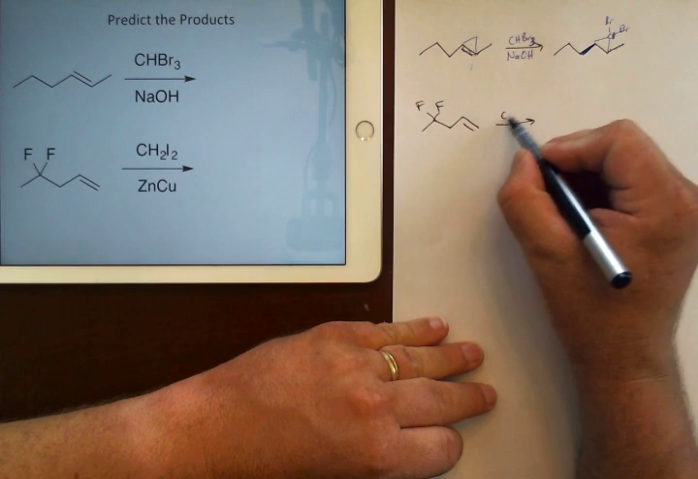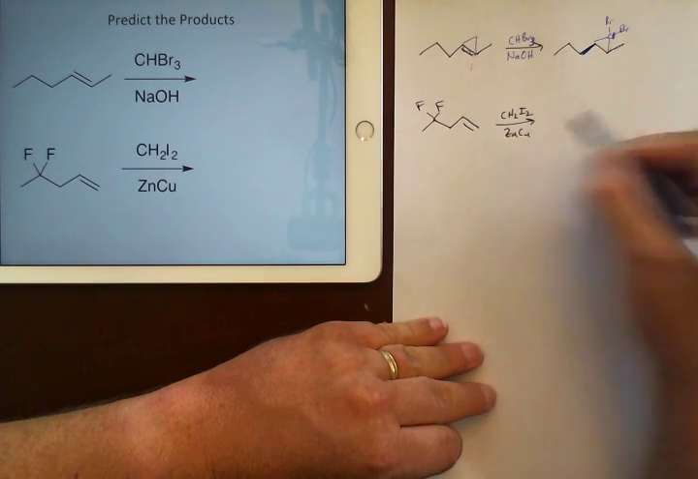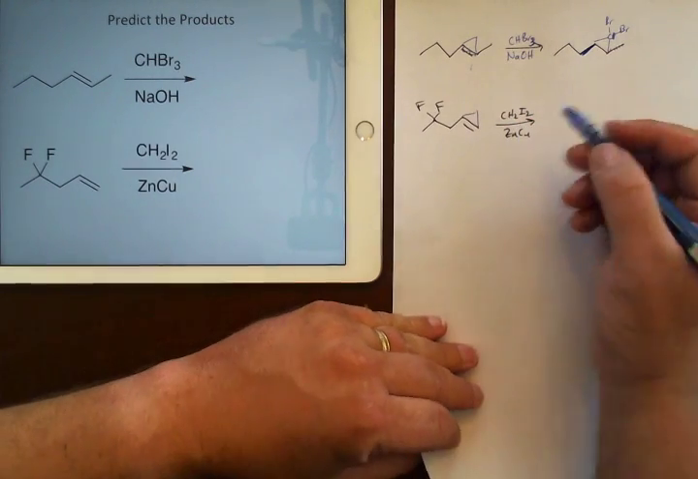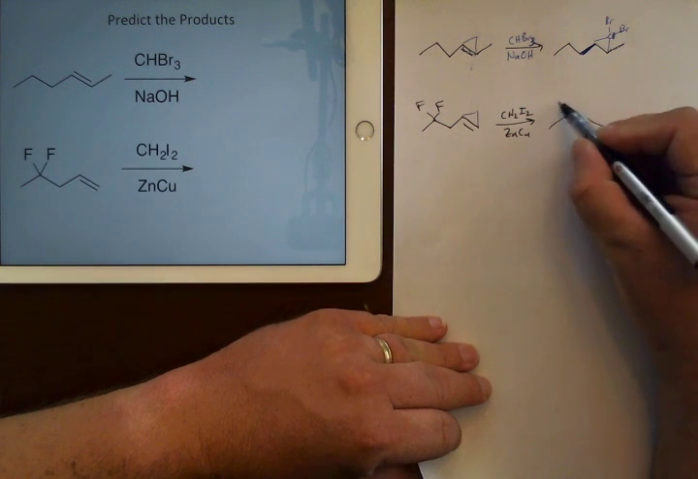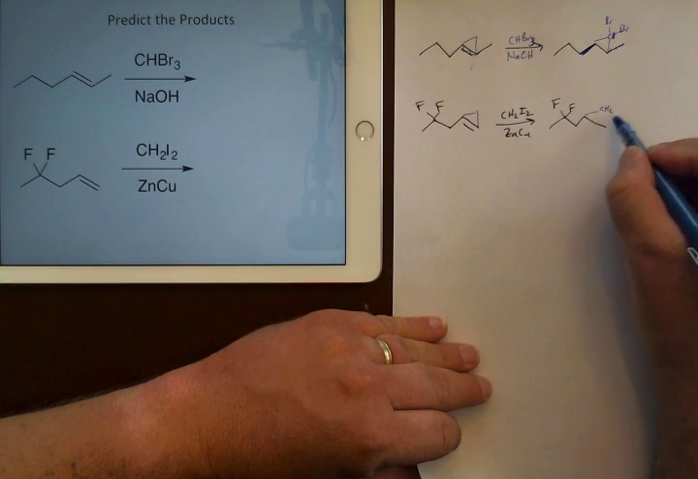So for this one here is the Simmons-Smith. And so again, you're going to make the triangle, but here it's just CH2, like that.